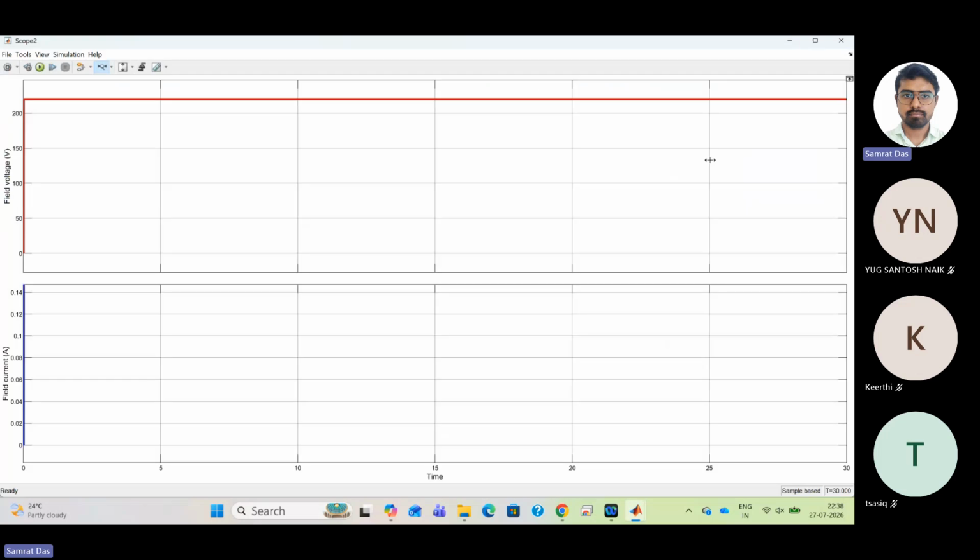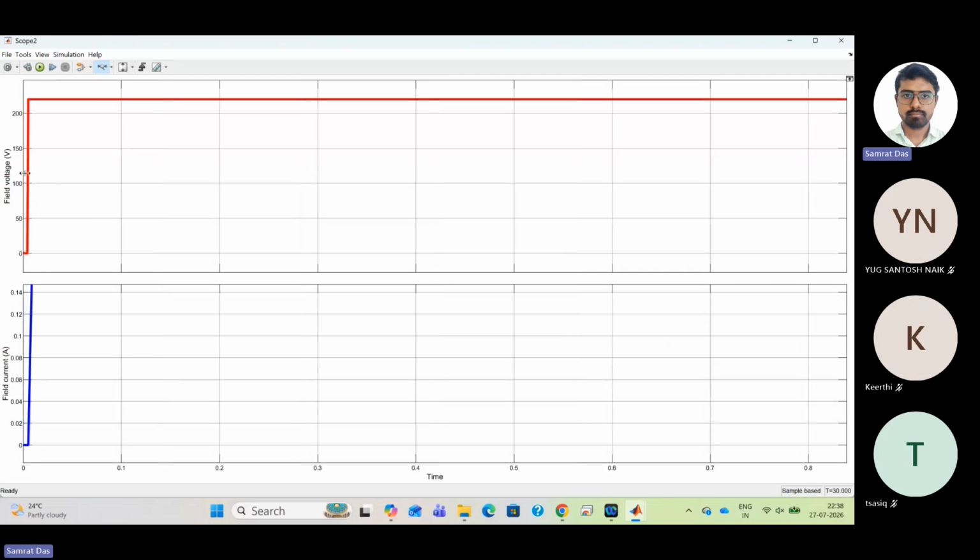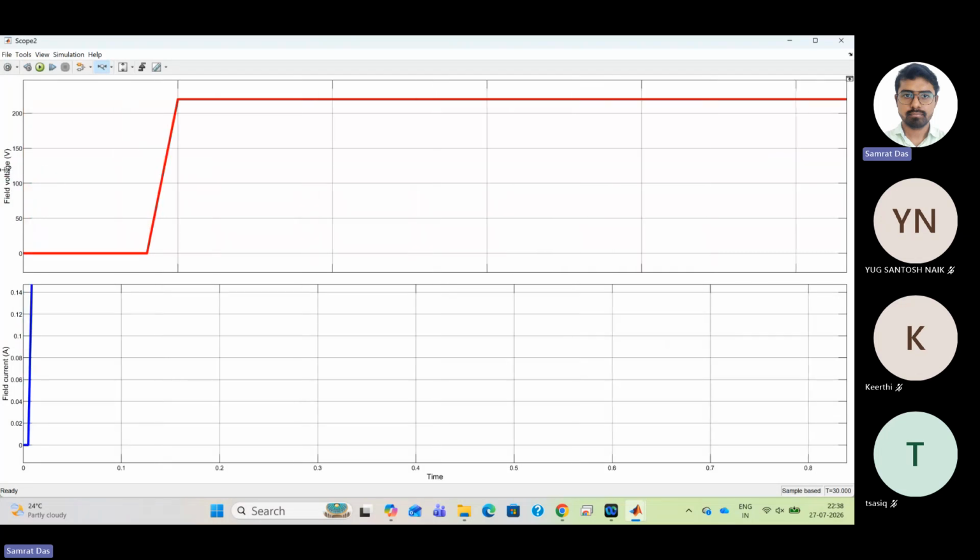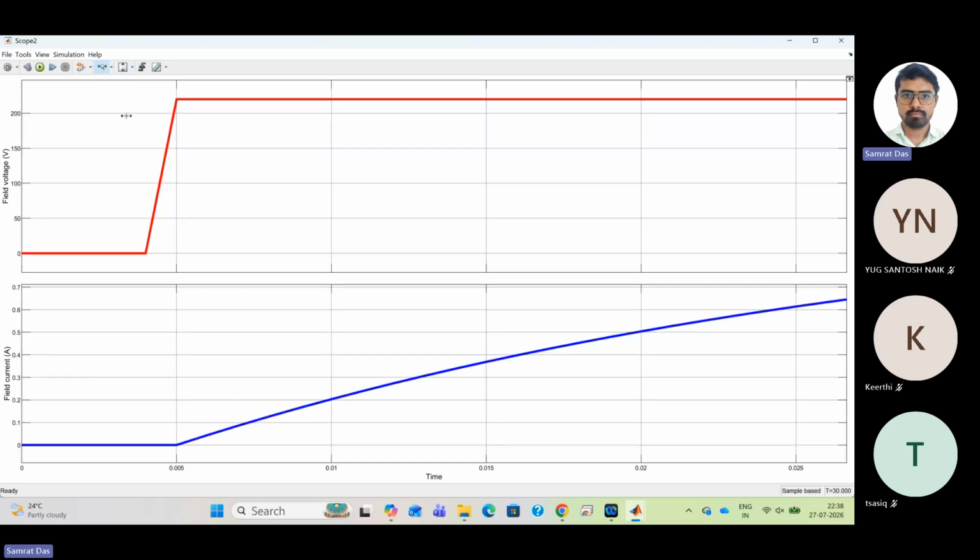Right, I'll only open this one. This is the first one, red one is field voltage, the blue one is the field current. We'll zoom in on the initial portion. We'll see the complete one. Yes. So zoom in a little bit more.